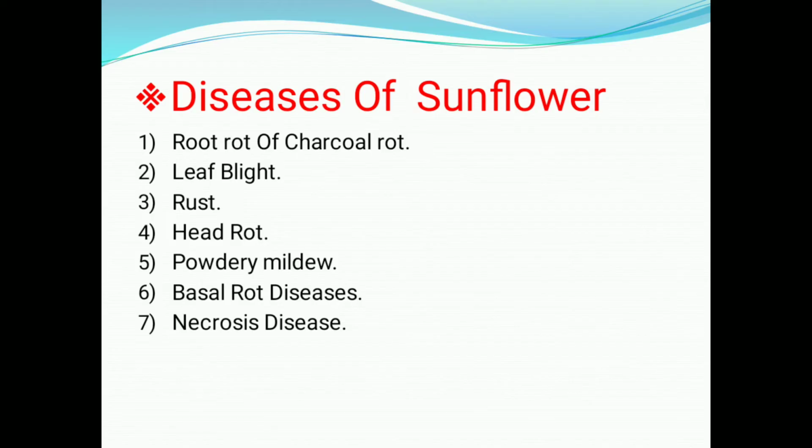Today we discuss the diseases of sunflower. They are root rot or charcoal rot, leaf blight, rust, head rot, powdery mildew, basal rot disease and necrosis disease.